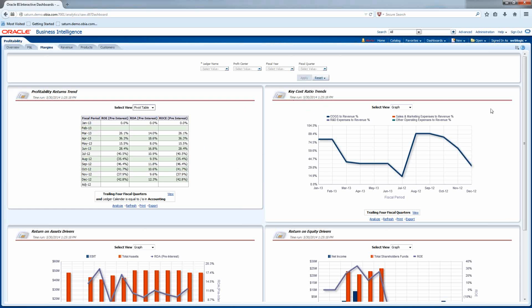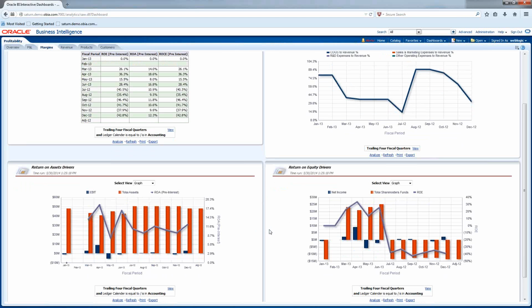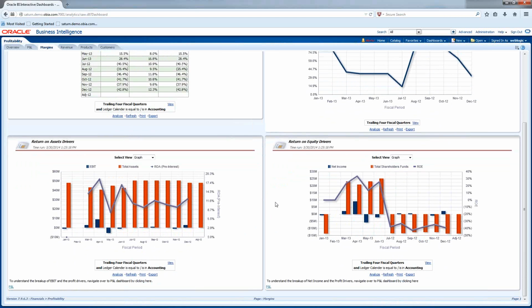Sales and marketing expenses as a percentage of revenue, other operating costs as a percentage of revenue, as well as our cost of goods sold and R&D expenses. And moving down again, we're looking at ratio comparison between total assets, return on assets, and earnings before income taxes. And lastly, on this last graph, we're looking at return on equity drivers. This would be your total return on equity, shareholder value analysis.